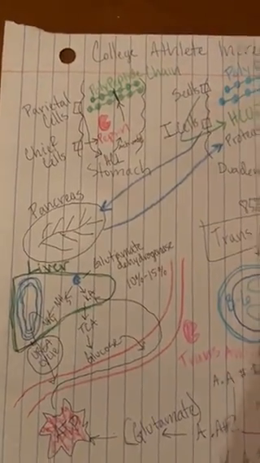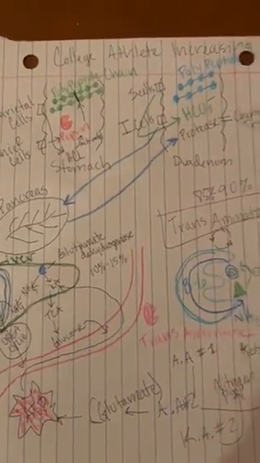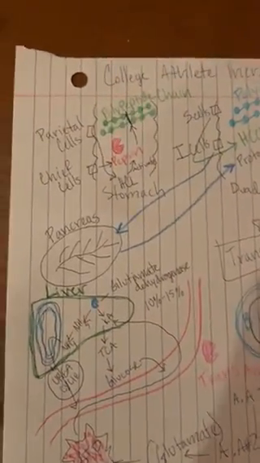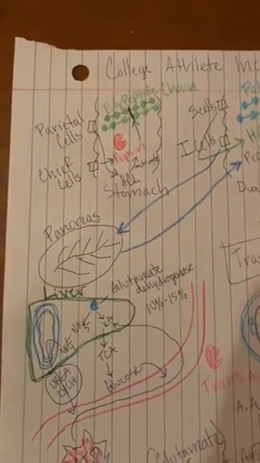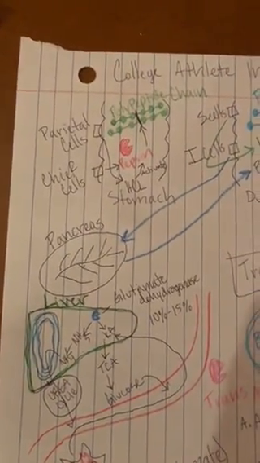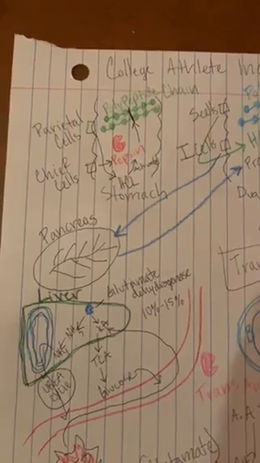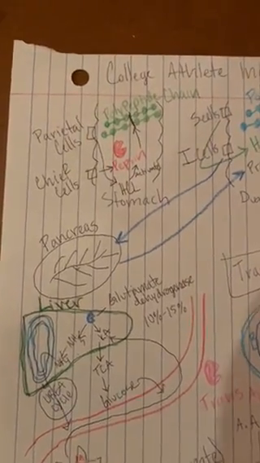Hello everyone, and in this video we'll be looking at protein digestion for a college athlete who's trying to increase muscle mass. Right off the bat, when protein is first ingested, digestion starts in the mouth through mastication, and the chewing motion will break apart the proteins.